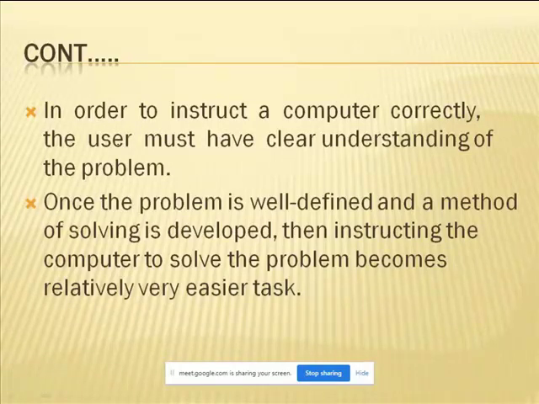So when the user is aware of the problem and how it is going to be solved, accordingly the user gives the instructions to the computer, the step-by-step procedure the computer needs to perform. When the user doesn't know the problem clearly, he cannot give the proper instructions to the computer to complete the task in a step-by-step process. That is the thing here.